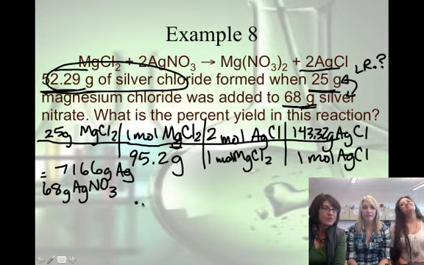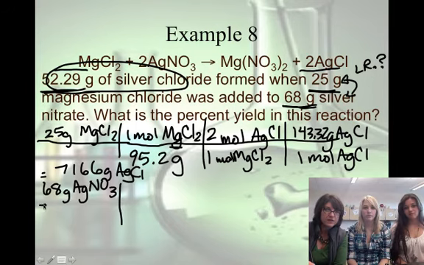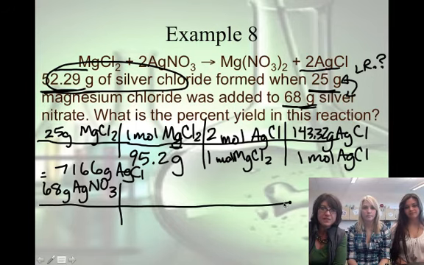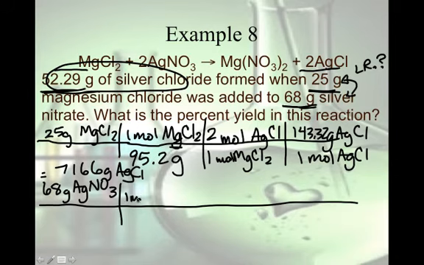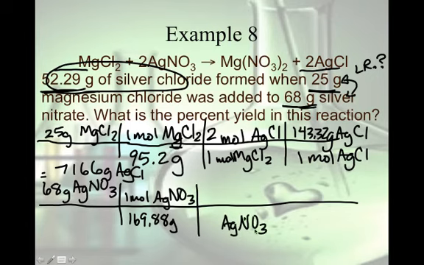Wow, that's a lot more than what we actually got. Way more. So I'm starting to think maybe magnesium chloride's not the limiting reactant. Let's see what we get with silver nitrate. So 1 mole of silver nitrate weighs how much? 169.88 grams. And now silver nitrate goes down here, and we want to turn it into silver chloride. So look at your balanced equation. It's 2 moles of each.